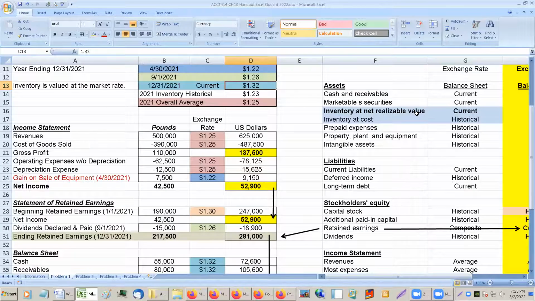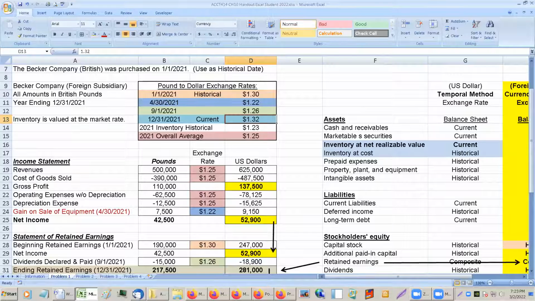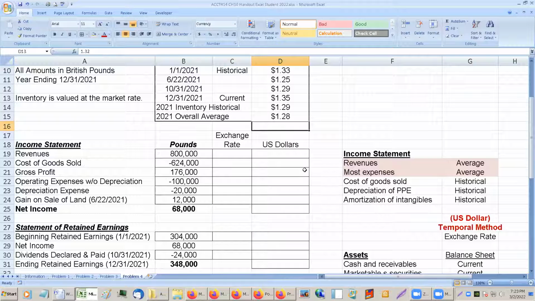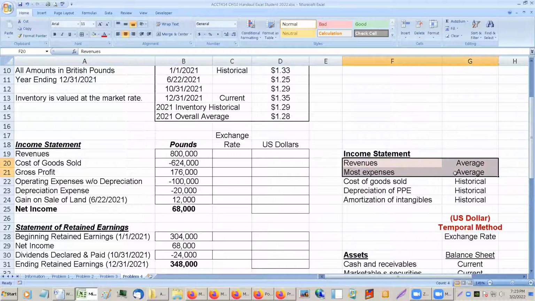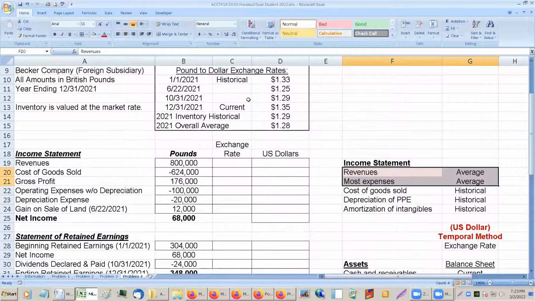Oh, wait, I've got to get rid of all. No, I am in the wrong one. Okay, here we go. Okay, so, average.